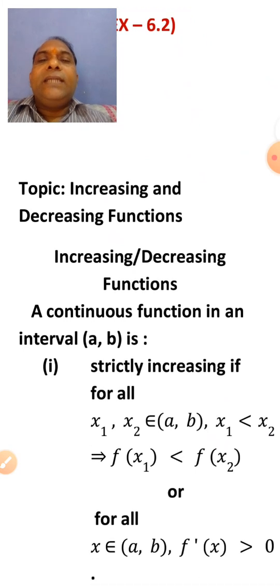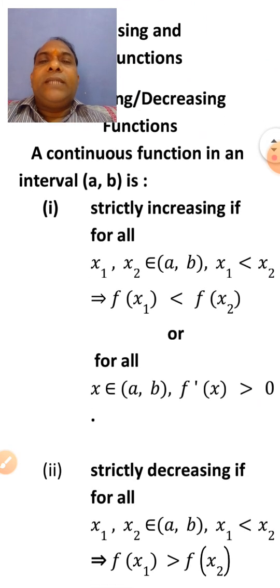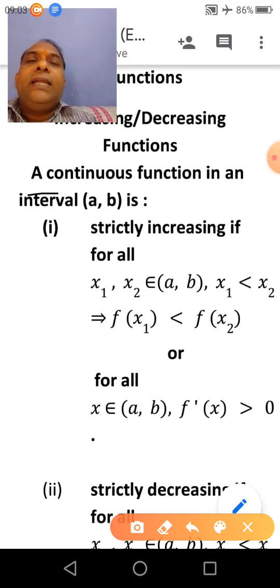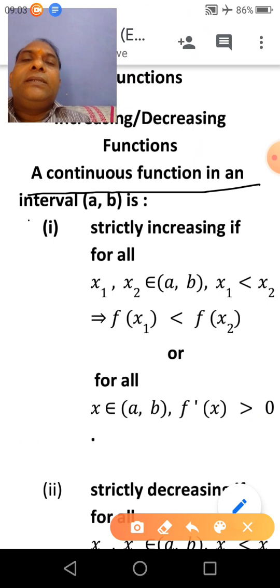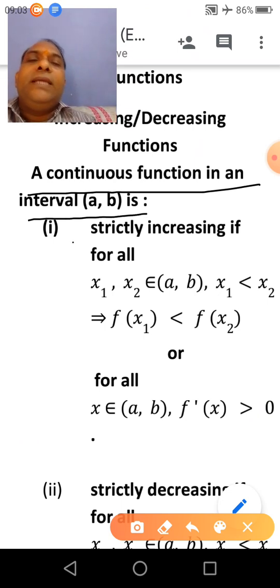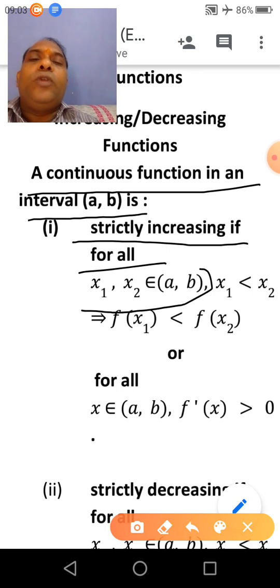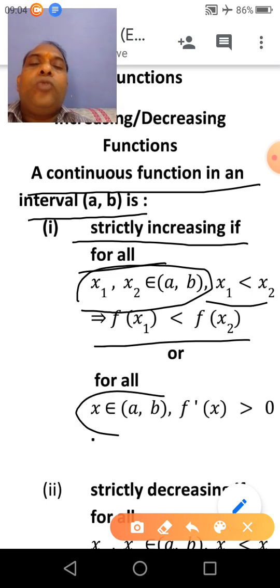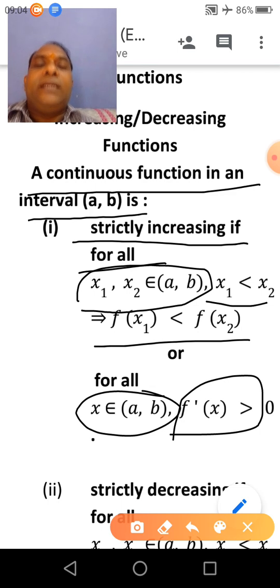According to the definition of increasing and decreasing functions, a continuous function in an open interval AB is increasing if for all x1, x2 belonging to the open interval AB such that x1 is less than x2 gives f(x1) is less than f(x2), then the function will be strictly increasing. Or we can say that if x belongs to the open interval AB and f dash x is greater than 0, then the function will be strictly increasing.